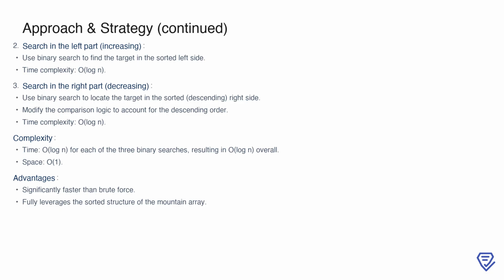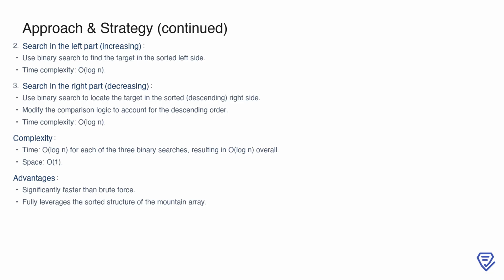Similarly, for the right side, we apply binary search again, but this time adjust the comparison logic to account for the descending order of the elements. This ensures that we can correctly navigate the decreasing sequence to find the target. Each of these searches has a time complexity of O(log n), and since we perform 3 binary searches in total, the overall time complexity remains O(log n).